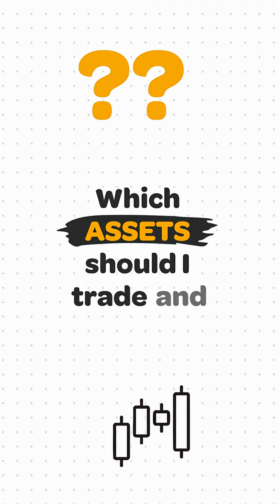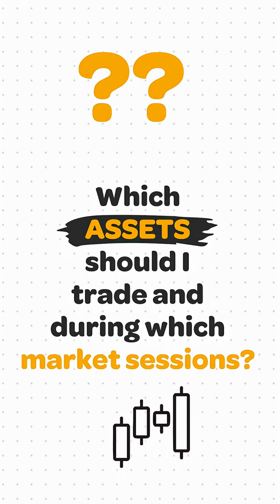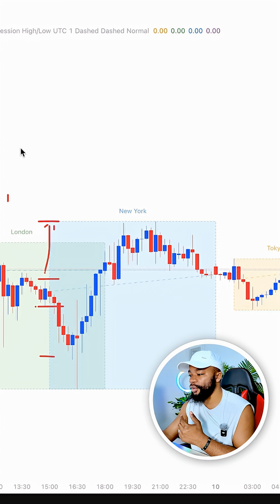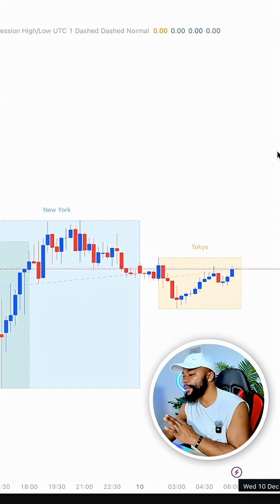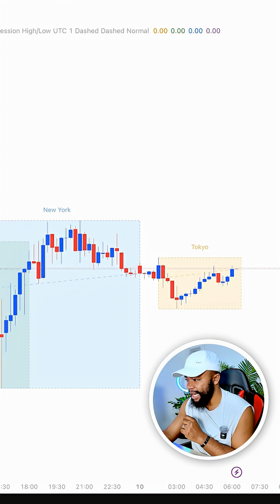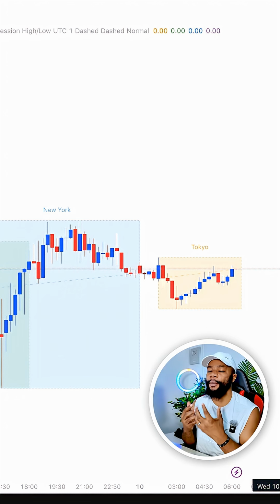The next point now, which is going to be a bonus point, is which assets should I trade and during which market session? Let me just go to the end. I want to quickly show you guys something again. Now, if I come here and we are talking about NASDAQ, or we are talking about which asset to trade.